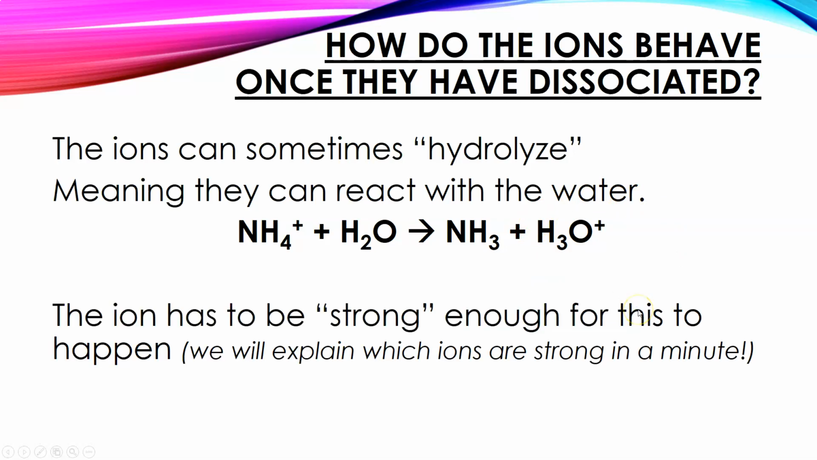The thing is that the ions need to be strong enough in order to rip off a hydrogen from a water molecule, or they need to be willing to give up a hydrogen so that it can make a hydronium. Not all salts are going to be able to do this. We're going to have to know if the ion will hydrolyze or not.